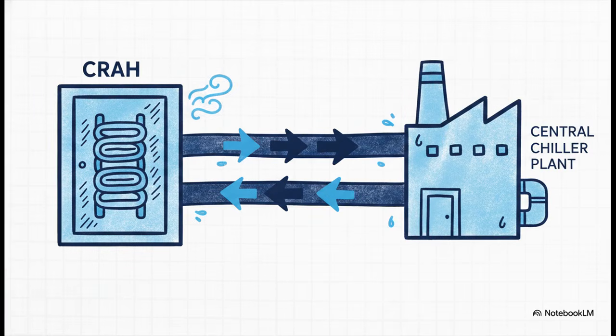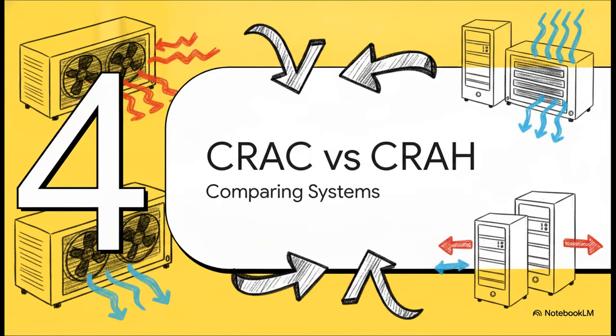So, to reiterate our core motif with some enthusiasm here, a CRAH unit transfers cooling from somewhere else. It doesn't create the chill itself, it merely acts as a handler to seamlessly transfer that heat to a central outdoor plant. Section 4, CRAC versus CRAH, compared.